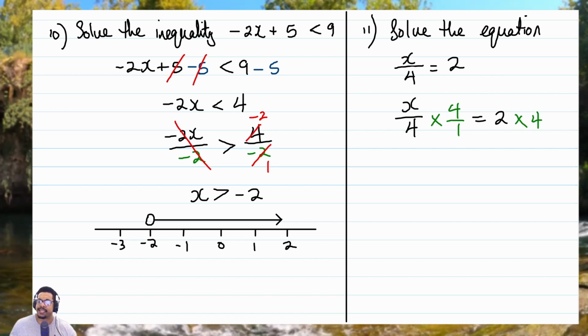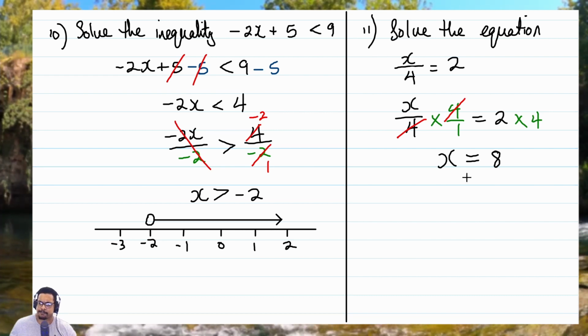So I'm multiplying the left-hand side of the equal sign by 4, and I'm also doing that to the right-hand side. I'm multiplying the right-hand side by 4 also. So this 4 will cancel with this 4, and I'll remain with x. So I'll have x is equal to 2 times 4, which is 8.